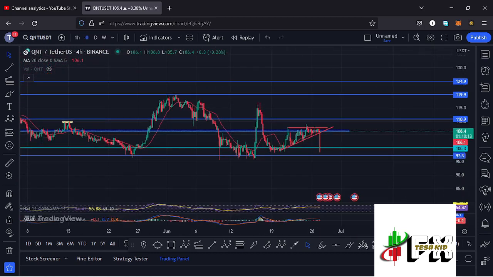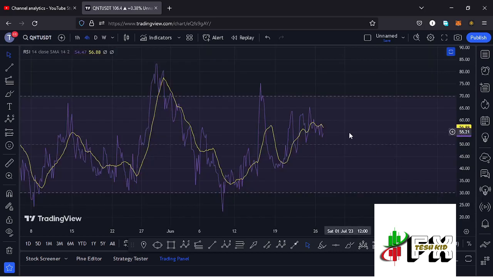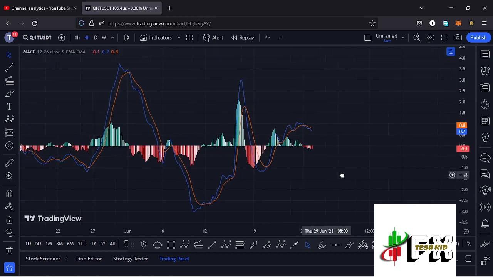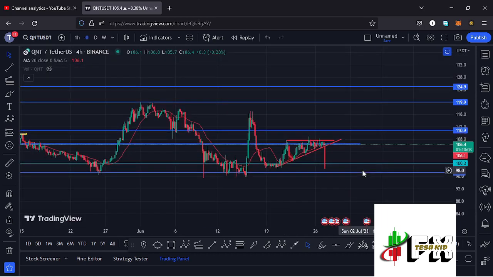Also taking a look at the indicators. On the RSI, we are trading at around the 54 mark. Also taking a look at the MACD, we have been able to print a bearish cross. So let's be patient and see how that plays out, and I'll be keeping you updated.